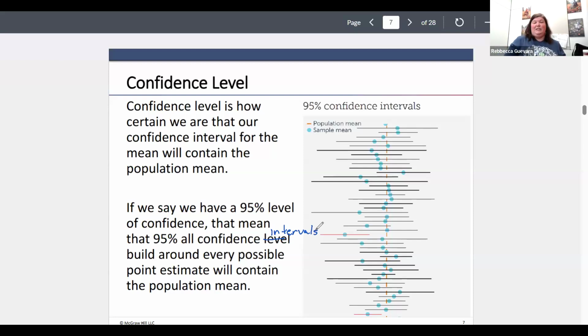Every time I get a point estimate, I'm going to build a new confidence interval. So that means 95% of all confidence intervals built around every possible point estimate that exists will contain the population mean. So it's not truly a probability. It's just something that I know because of the way I'm building it: I know that 95% of all the confidence intervals that I can make around every possible point estimate that exists are going to actually capture that population mean. And that's what we see over here. All these circles, these blue dots, are just different point estimates.